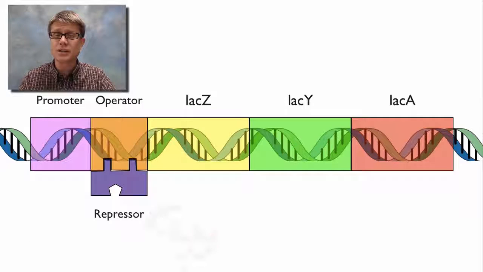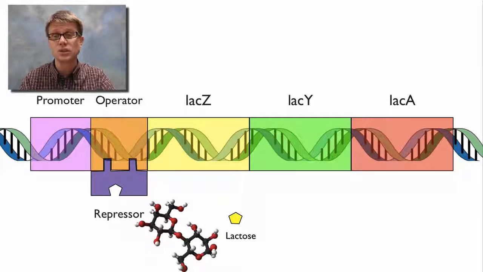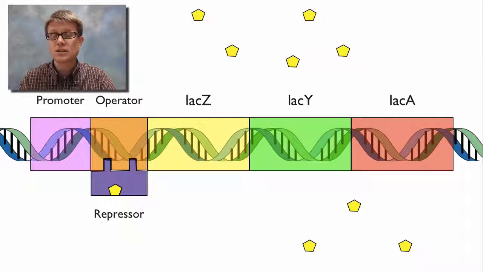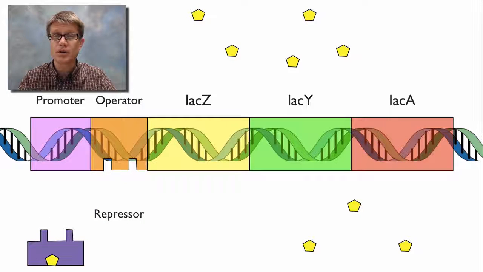What are we trying to break down? We're trying to break down, or deal with, lactose. Remember, lactose looks like this. It's a disaccharide, but in this little model right here, we're going to represent it as a little yellow pentagon that looks like that. And so all of a sudden, a lot of lactose is present. What is the lac operon going to do? Well, it's going to deal with that lactose. All of this lactose is moving around, remember, but eventually one of the molecules is going to bump into the repressor. As it bumps into the repressor, it's going to change the shape of that repressor.